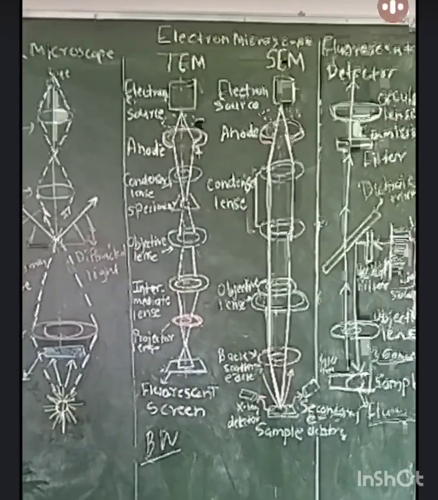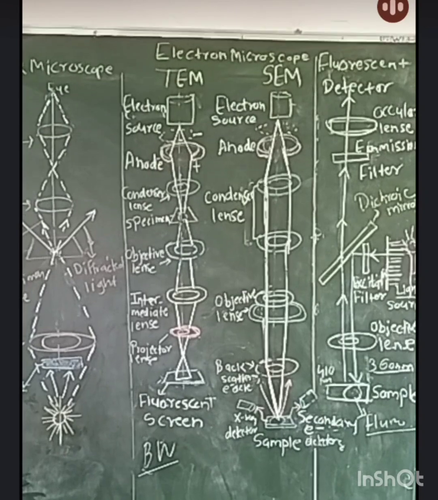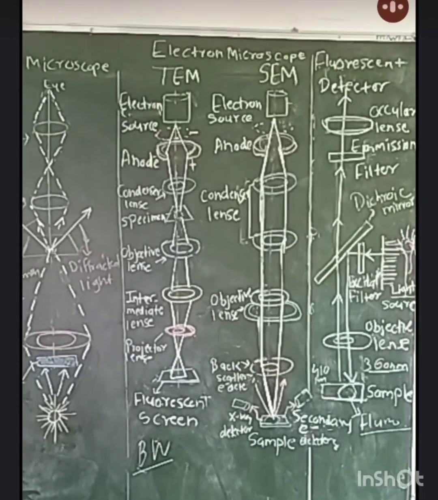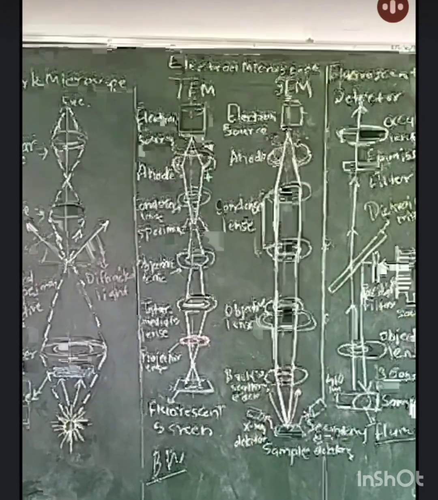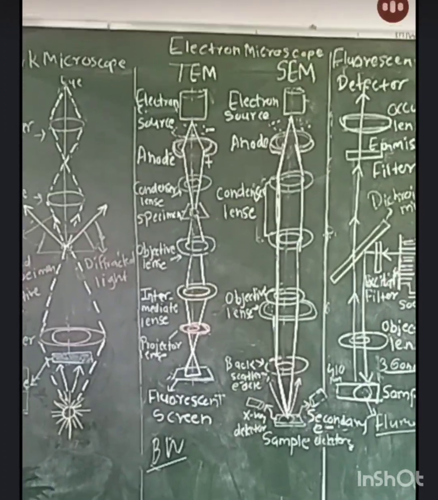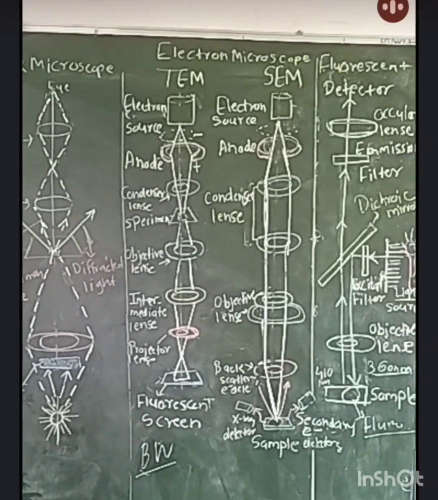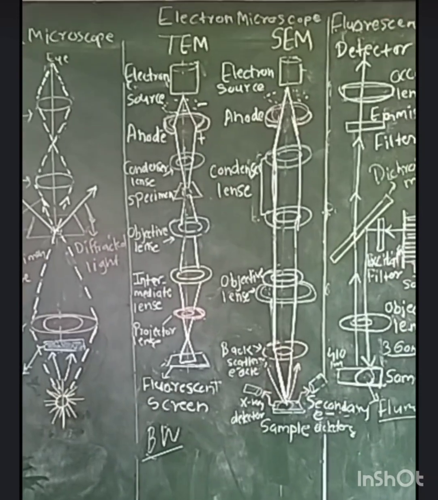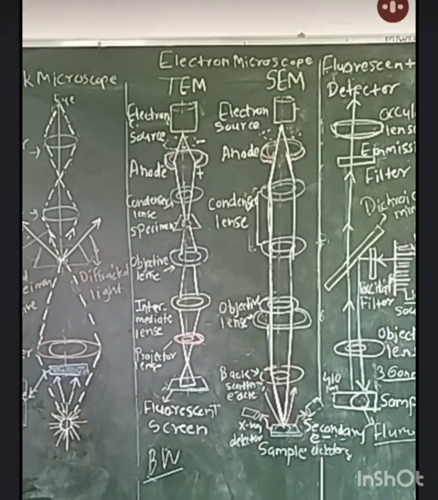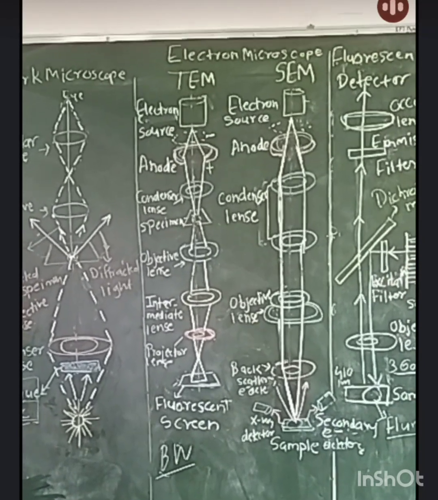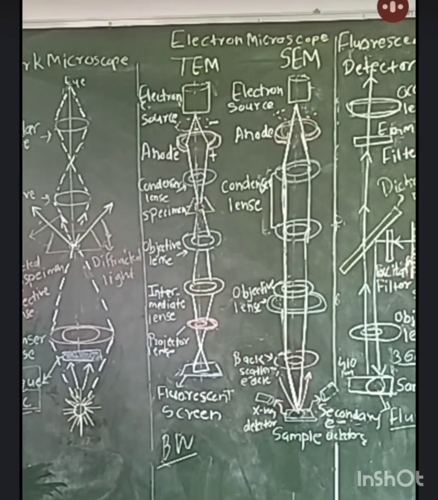But in SEM, after the objective lens, the electrons pass directly onto the sample, and further there is back scattering of some electrons, some of which is detected by X-ray detectors. Some secondary electrons are formed, which are detected by a secondary electron detector, and the image is formed. All these instruments must have a vacuum for the passing of the electrons, and it uses magnets.